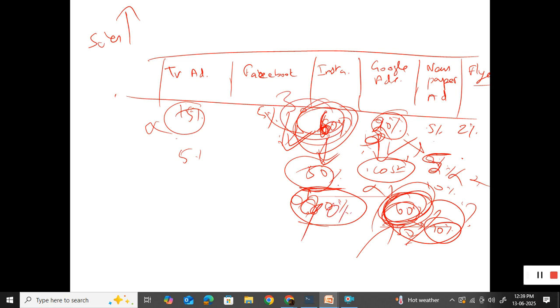With a simple example, but is there any formula that is available to find out which advertisement led me to boost my sales more? Okay, so this is your independent variable. So these are all called your independent variables, right?